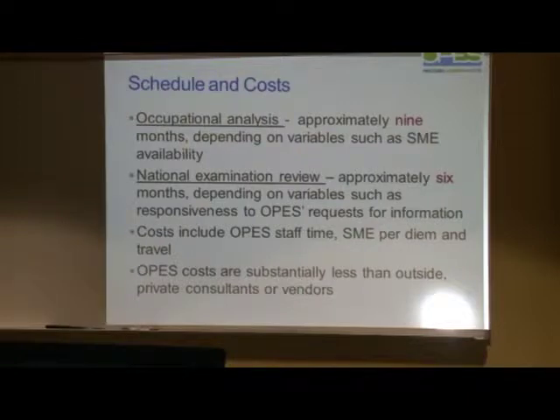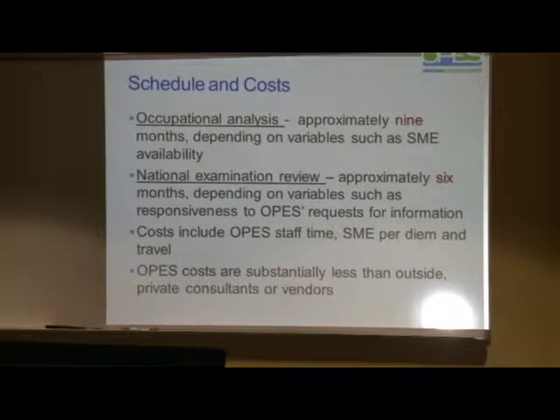So, schedule and costs. You had been given some costs at your last board meeting. The occupational analysis takes about 9 months, depending on variables such as subject matter expert availability. The entire process involves subject matter experts, about 40 to 50 people, plus the survey goes out to the entire profession. It costs about $50,000 for the occupational analysis, and that's to reimburse OPES for their staff time. We do not make profit.